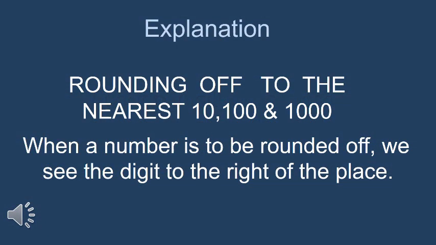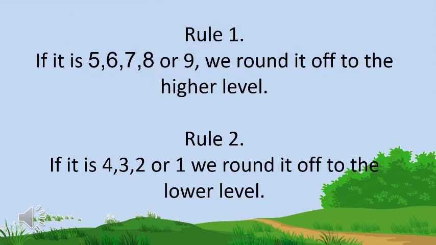Now let us start with some explanation. Rounding off to the nearest 10, 100 and thousands. When a number is to be rounded off, we see the digit to the right of the place. There are basically two rules for that. Rule 1. If it is 5, 6, 7, 8 or 9, we round it off to the higher level. Rule 2. If it is 4, 3, 2 or 1, we round it off to the lower level.